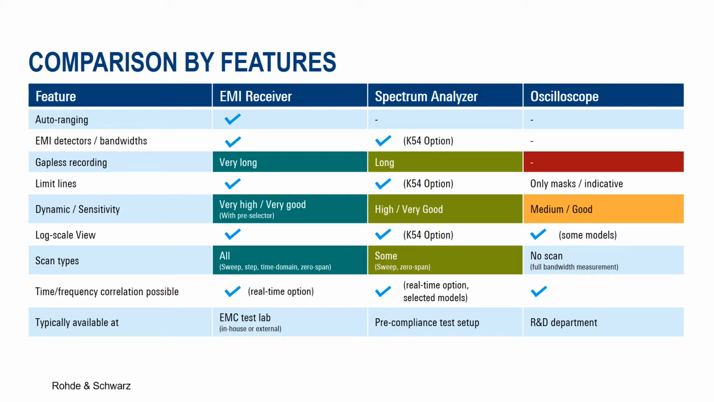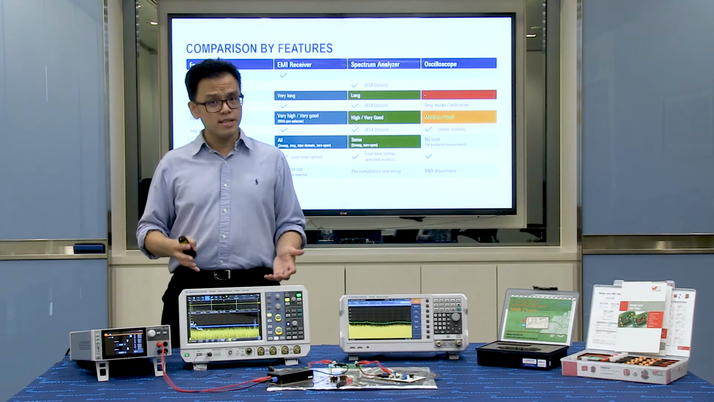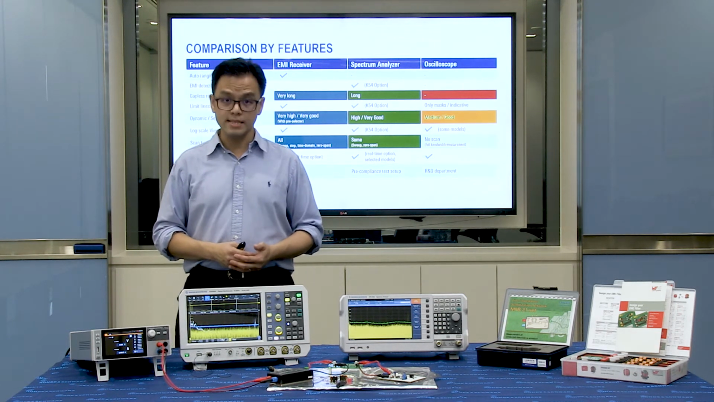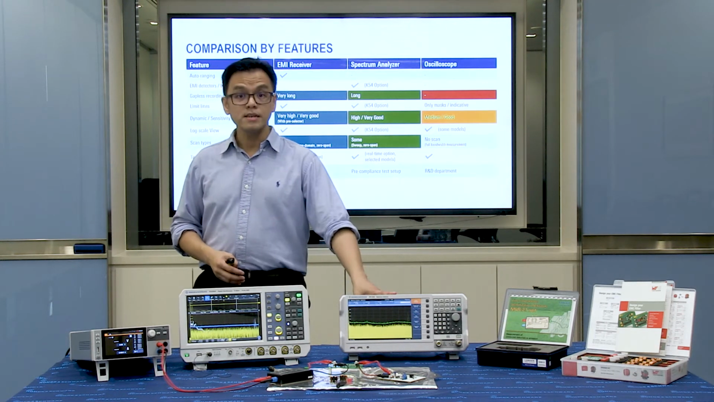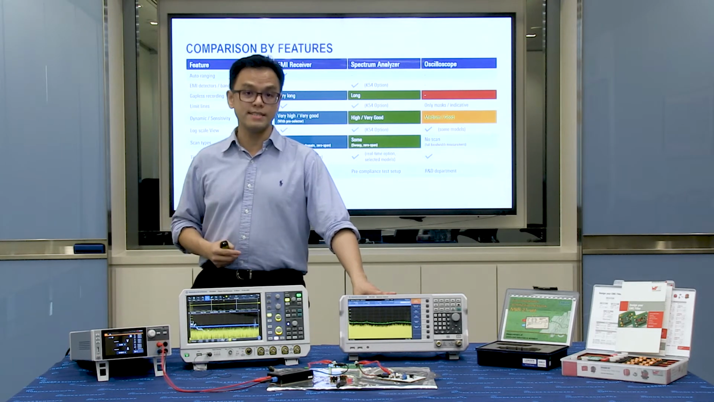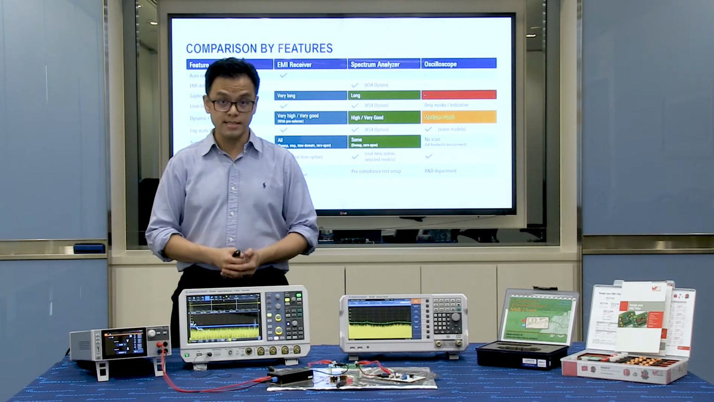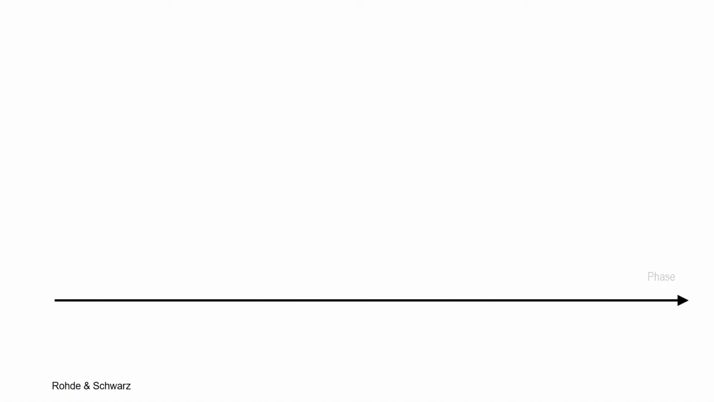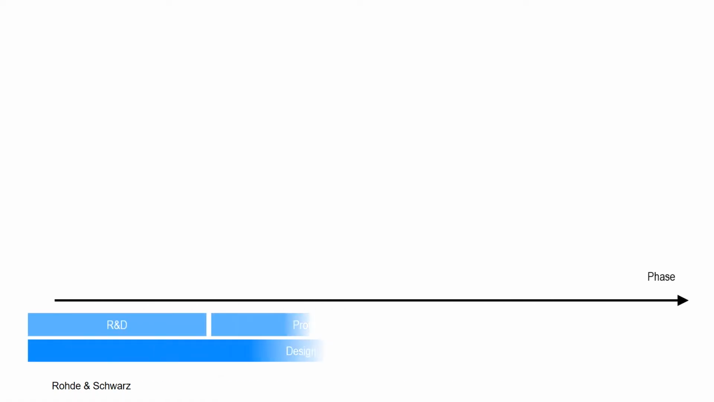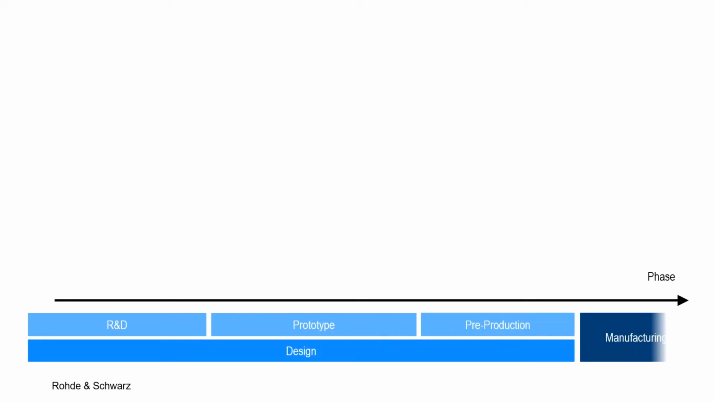Receiver and spectrum analyzer will perform frequency selected scanning, which helps reduce the wideband noise. Lastly, a receiver can usually only be found in an EMC test lab. Spectrum analyzers are more commonly found in pre-compliance setups, and scopes are more common in R&D labs for general testing. Having said so, we can also consider the journey from design to prototype to manufacturing phases.